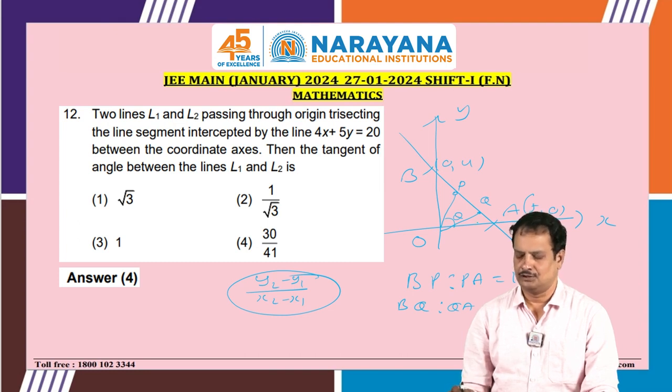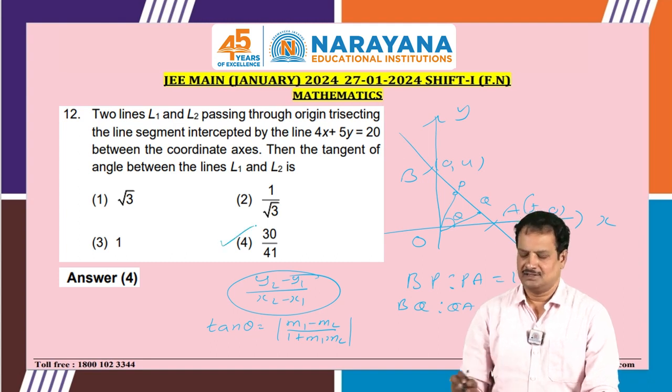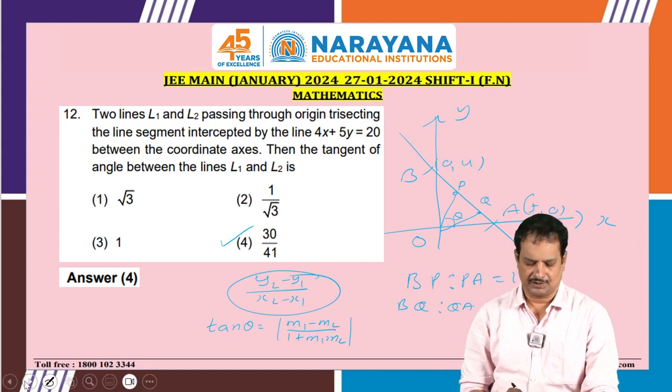Once you know these two slopes, the angle between those two is given by tan theta equal to modulus of (m1 minus m2) by (1 plus m1 m2). That's all. So this is the formula by which we can solve this one. This is the process, of course. Thereby, you'll get the angle between the two lines as the fourth option. So this is a simple problem from straight lines. Now let's go for the next question.